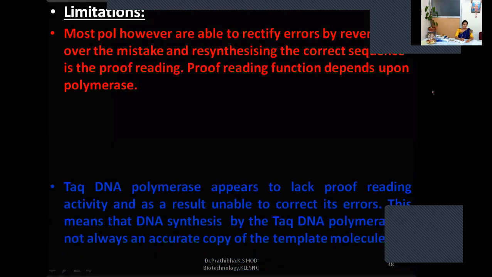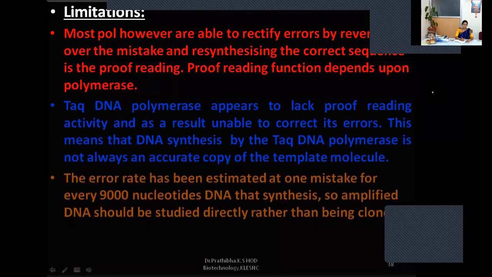Now let us go through the limitations of this particular PCR. Most polymerase enzymes are able to rectify errors by reversing over the mistakes and resynthesizing the correct sequence, and that is known as proofreading. Once our DNA polymerase in the in vivo condition moves in the 5' to 3' direction, it will move back again from 3' to 5', rectify the mistakes and resynthesize the correct sequence. That is known as proofreading.